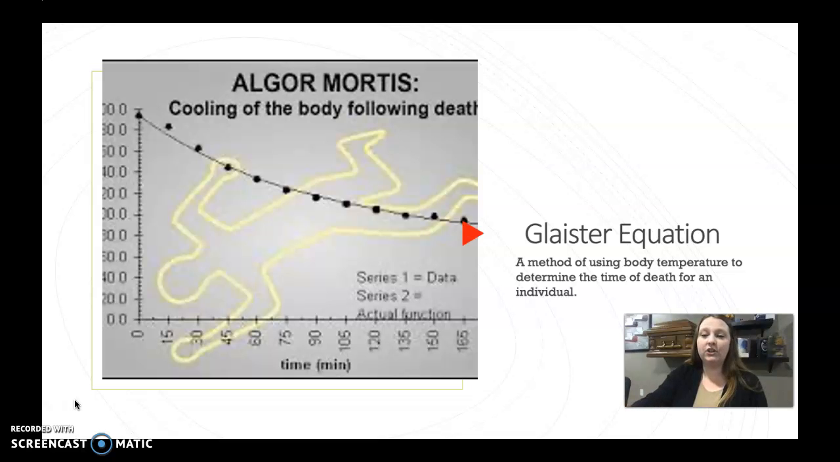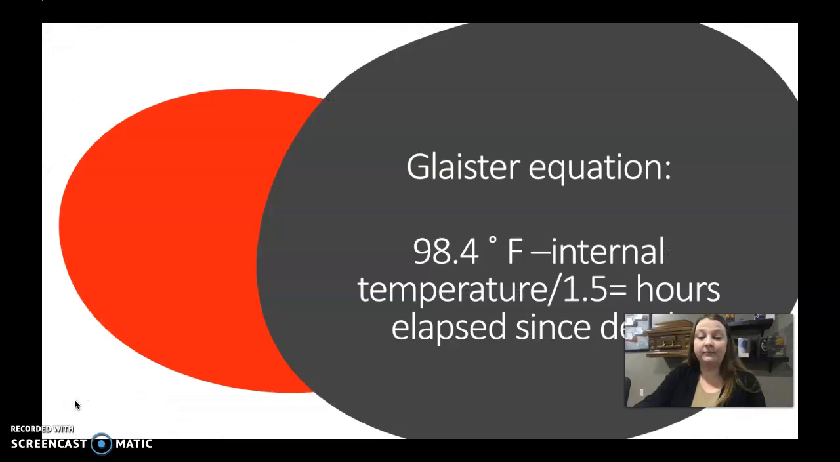The Glaister equation is a method of using body temperature to determine the time of death for an individual. It is said to be the most accurate way to determine time of death for medical examiners, forensic scientists, police officers, anybody really who needs to know that information.